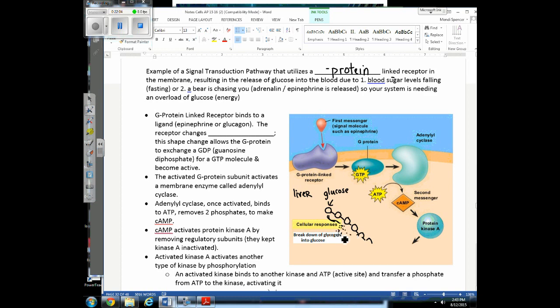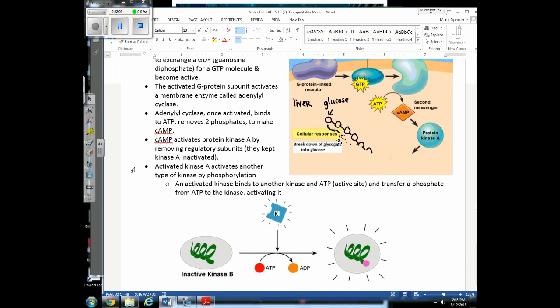I'll move it up so I can write it. It's not going to write there. So the entire molecule is glycogen.